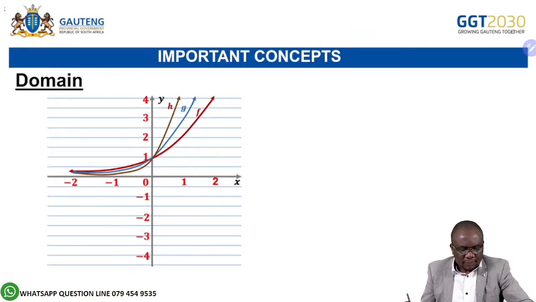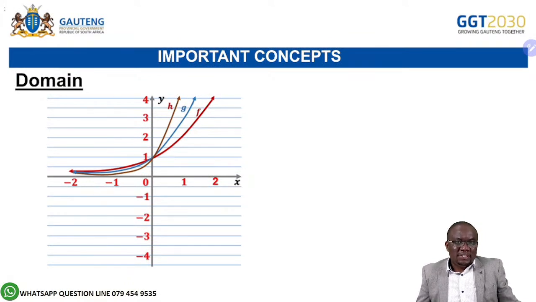All right, domain. Do you remember what the domain is? I think I need to give you time. Can you discuss the domain for 1 minute? After 1 minute, I'll come back, then I'll discuss with you. Let's do it. 1 minute.